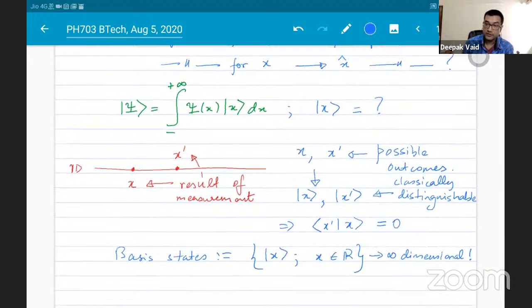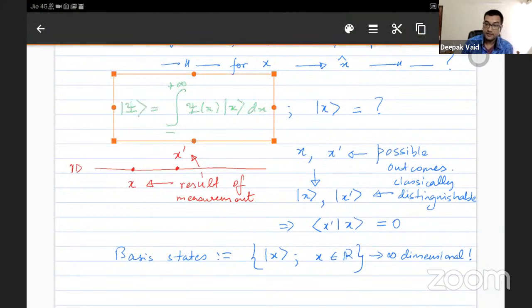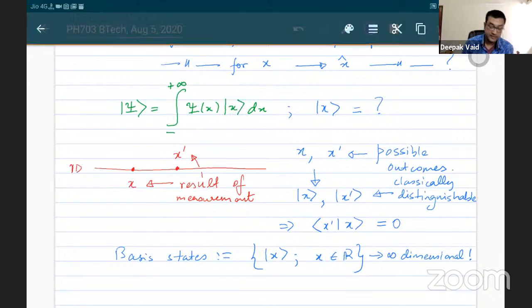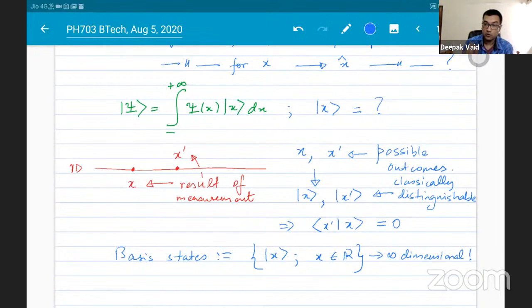So how do you write down the expression for any state? You write it down in this way, right? This is the basis vector. And psi of x is the coefficient of that basis vector, right? So this is exactly the same as writing, if you have some vector v is equal to the sum over i, let's say alpha_i, and then you have some basis vector, let's say e_i.